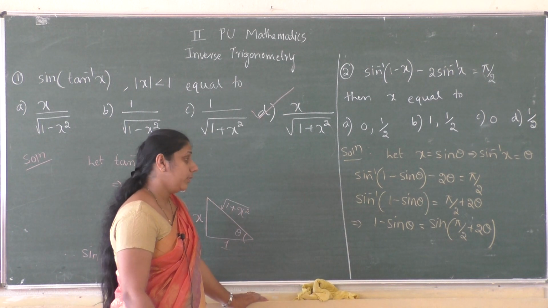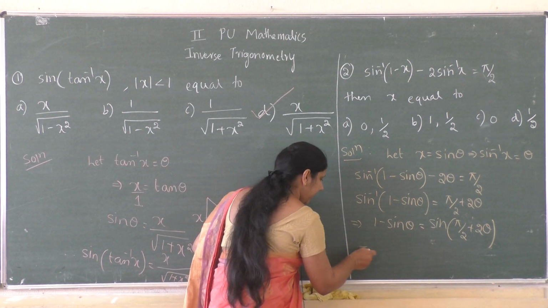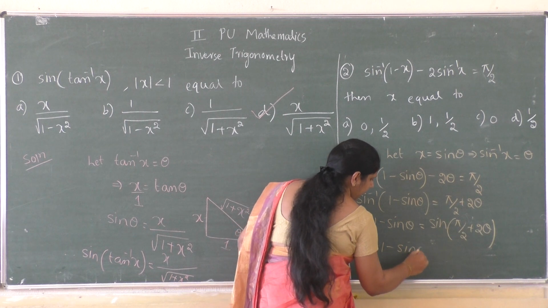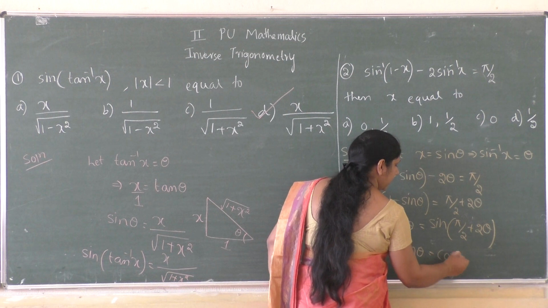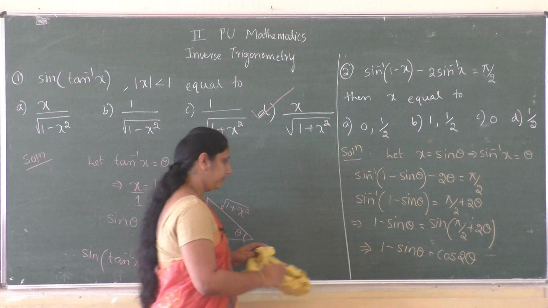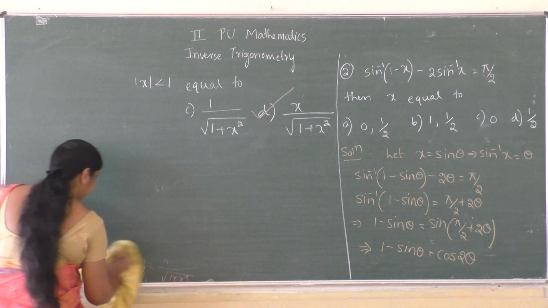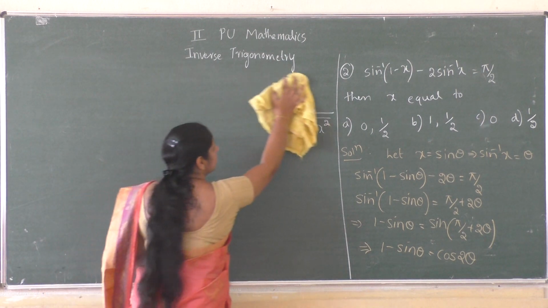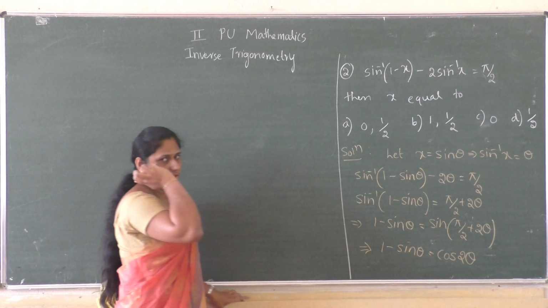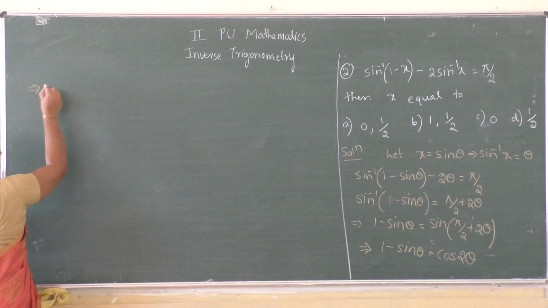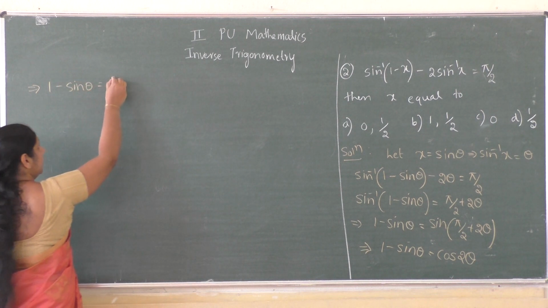We have in trigonometry one formula, sin of pi by 2 plus theta will be cos theta, right? From that property, here it is 1 minus sin theta, and sin of pi by 2 plus 2 theta will be cos 2 theta. We have to find the value of x, right? Now here x means sin theta, so we have to find the value of sin theta. Now we have to write this cos 2 theta in terms of sin theta. What is the formula of cos 2 theta in terms of sin theta?